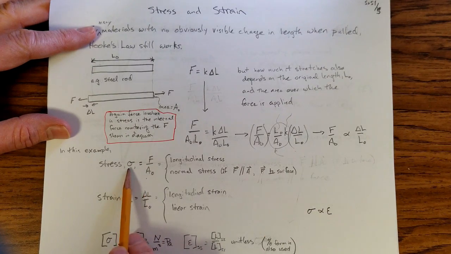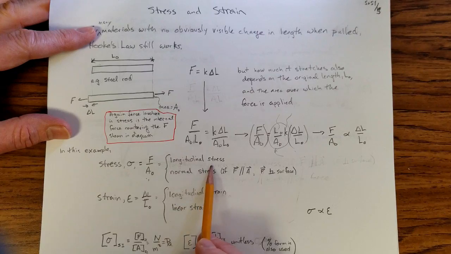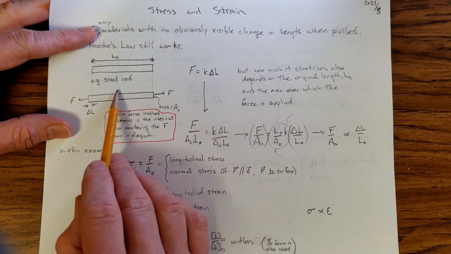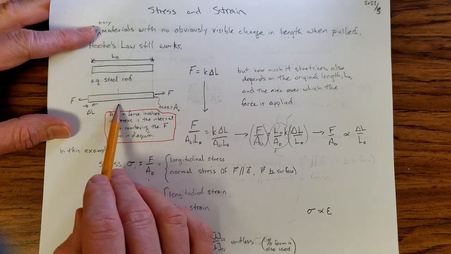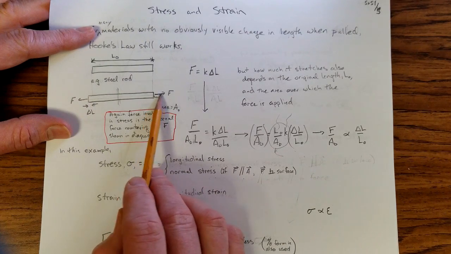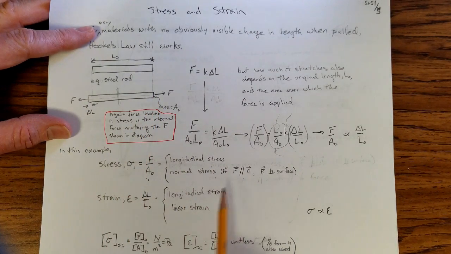We define stress to be the force divided by the initial cross-sectional area, also known as longitudinal stress, where the longitudinal direction is along the direction that the force is applied, as opposed to the transverse direction, or lateral direction, which is perpendicular to that. It's called a normal stress if the force is parallel to the area vector, and the area vector is perpendicular to the surface.